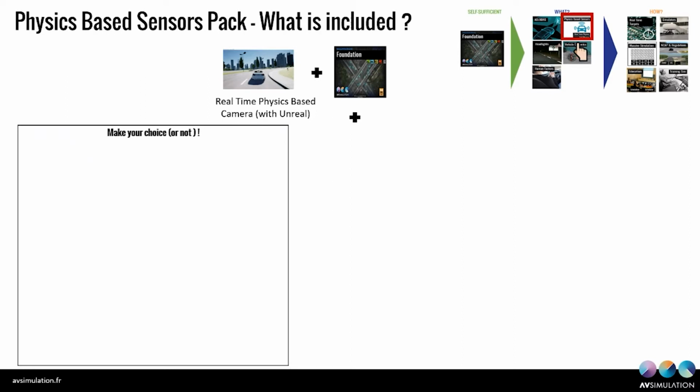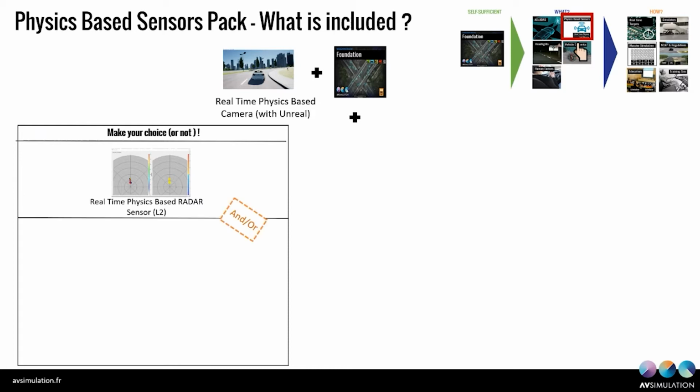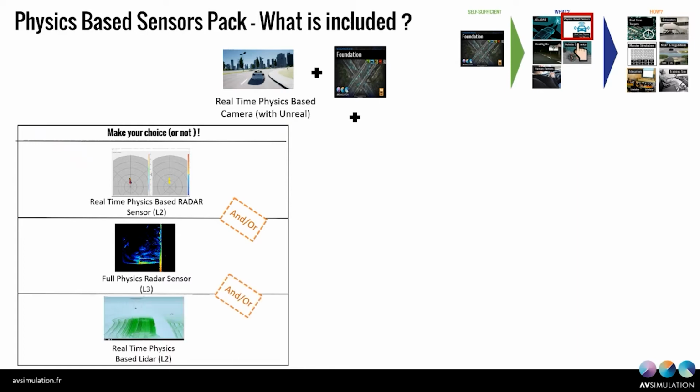What comes with the physics-based sensor pack is this: let's say that tomorrow, or after this presentation, you want to try this pack. The first thing to do will be to decide which sensor model and at which level you want to have access. So you can make a choice. If you want to use a real-time physics-based radar at level 2, it's possible. Then you can choose to use or not a full physics radar sensor, and also the real-time physics-based LiDAR. So you can choose which one you want to use or not.